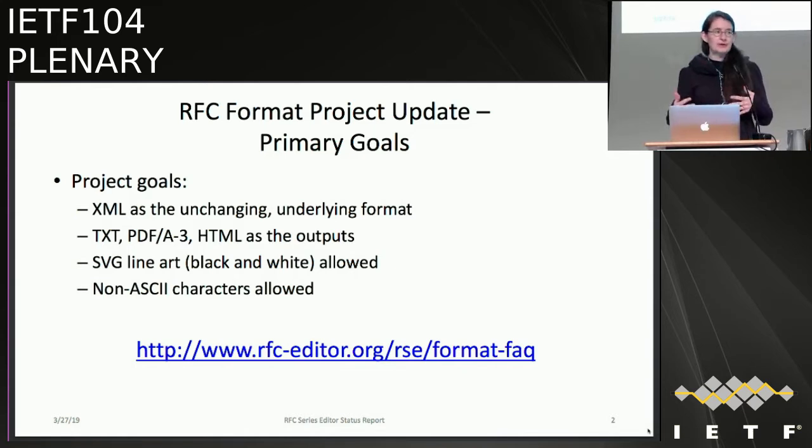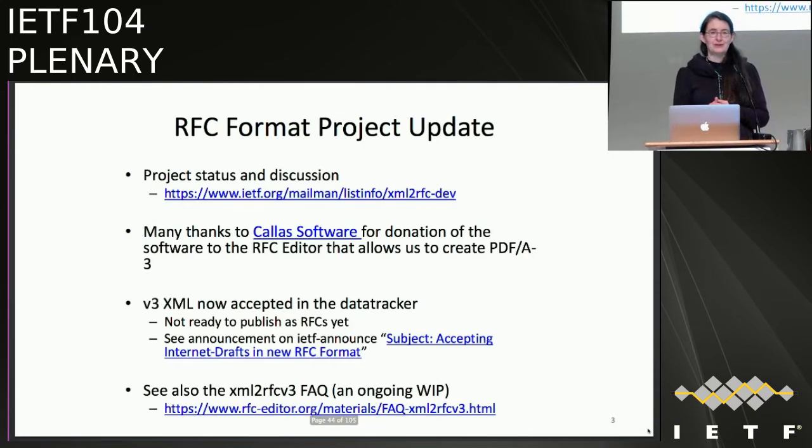And the goals of the project are to create an XML file that will be used to transform into plain text, PDF A3, and HTML. The HTML actually has a proper CSS. You'll be allowed to use SVG line art in black and white. You'll be allowed to use non-ASCII characters. All of this information is documented in various and sundry RFCs, all of which will go through a BIS process once we've actually taken what we thought might work and checked to see, did it actually do what we wanted it to do? All of which is going to be happening this year.